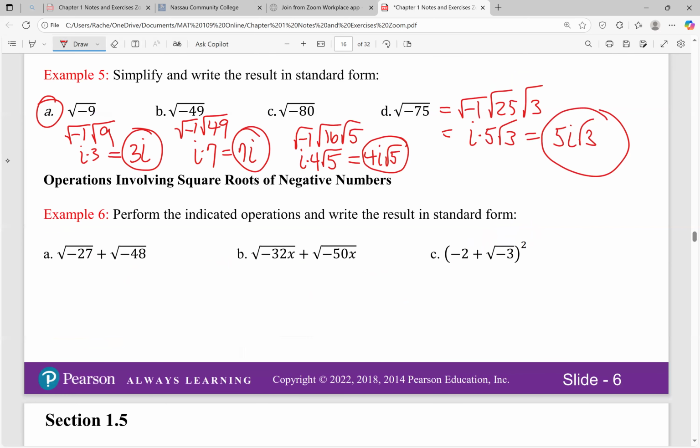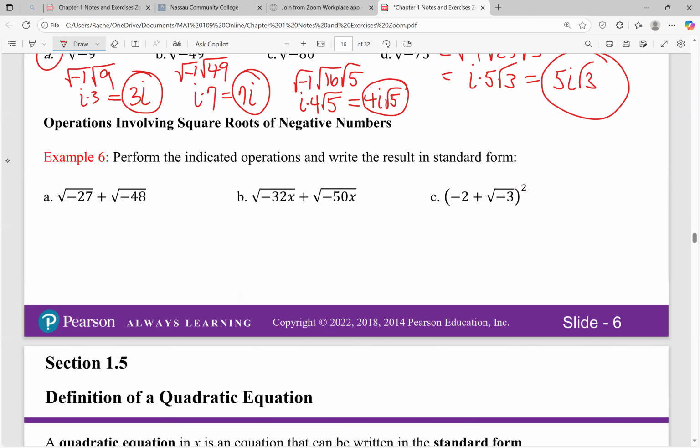We can also perform our operations of addition and subtraction on square roots of negative numbers. We would just write them in terms of i. So look at example 6. Example 6 says, perform the indicated operations and write the result in standard form. If I want to add, like in A, the square root of -27 plus the square root of -48, I can only add radicals if they're like, right?